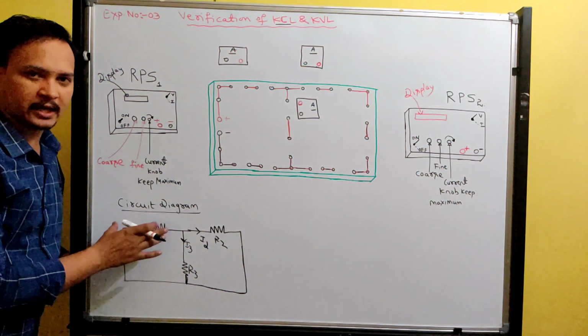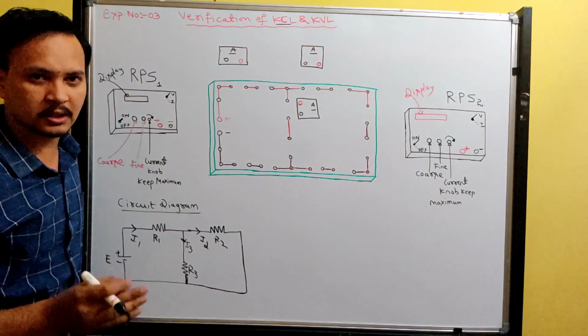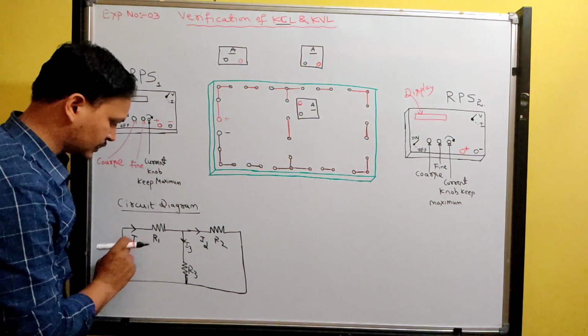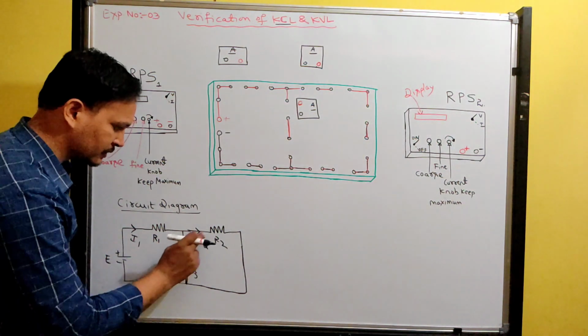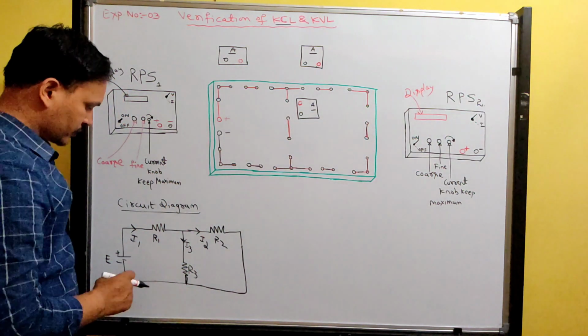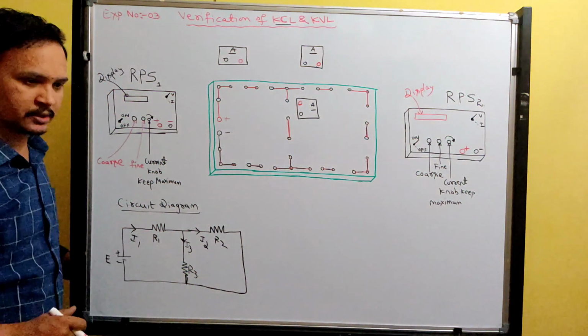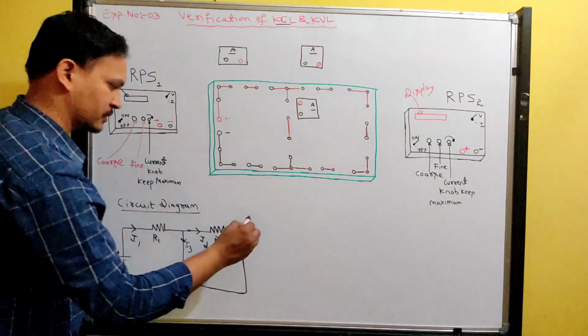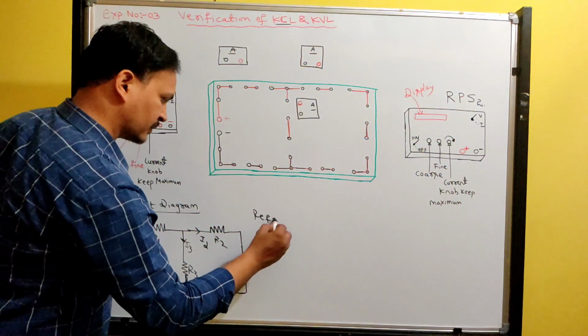So this is a circuit diagram. We have taken a typical circuit to verify Kirchhoff current law. Okay, it consists of two loops. This is one loop and this is another loop. So let's find the current in all the resistances. So how to find current? First find the effective resistance. So I will explain with calculations.